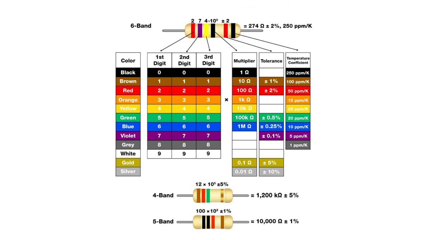The next one is a 6-band resistor. In this, there is one more band as the last one, which is the temperature coefficient, mentioned as TCR, one of the main parameters used to characterize a resistor. TCR defines the change in resistance as a function of ambient temperature. That is, what is the maximum temperature it can withstand before breaking.